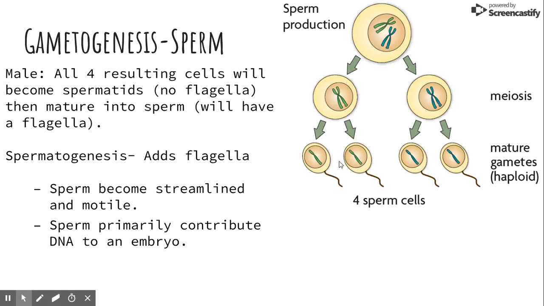And we basically don't want them to have anything else. If they had anything like organelles or a ton of cytoplasm, they would be really slow. And sperm wants to be the fastest sperm it can be. It wants to get to the egg, put its chromosomes inside of it so that it is the one who passes on its traits to the next generation. So we want our sperm very fast, very streamlined. Because of that, sperm only really contribute DNA to the embryo. They don't really contribute anything else.